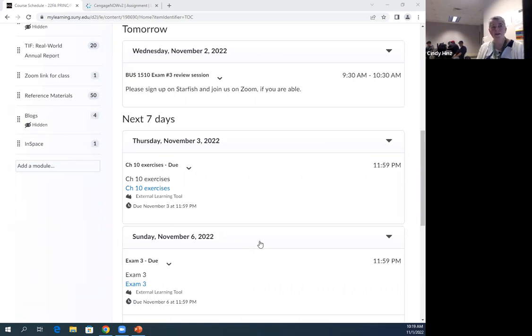And then, as you know, this coming weekend is exam 3. That exam covers chapters 7, 8, and 9. We do have a review session scheduled for tomorrow morning. At this point, I'm not sure how many people might be signed up. I've had some changes, people who had signed up and then were unable to attend, and so they canceled. So I'm not sure if anyone is signed up for that right now. If nobody is there, there will not be a review session.